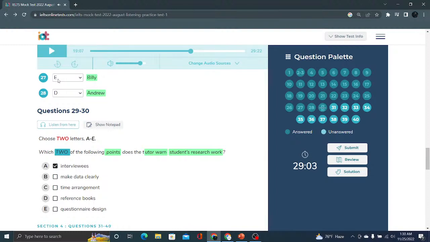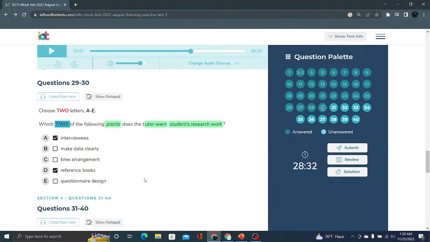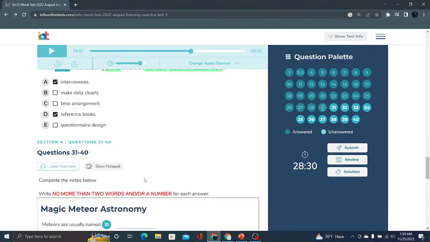Okay, the answer would be D. Let me explain to you, because the lady was saying, and pay attention to your reference, and the man was saying reference books, and she was saying, no, I mean you should make clear what reference books you read and then write them after your thesis. So they are talking about reference books. Okay, that's the answer. So that's all about our part 2. Now we're going to practice with part 4 and questions 31 to 40.